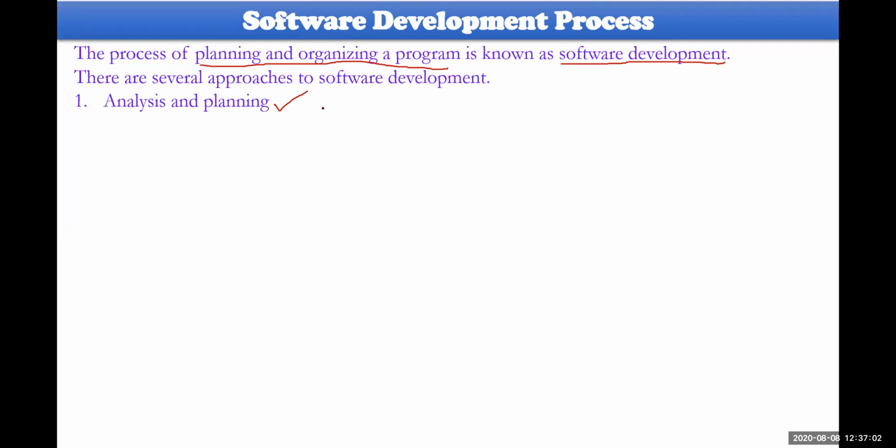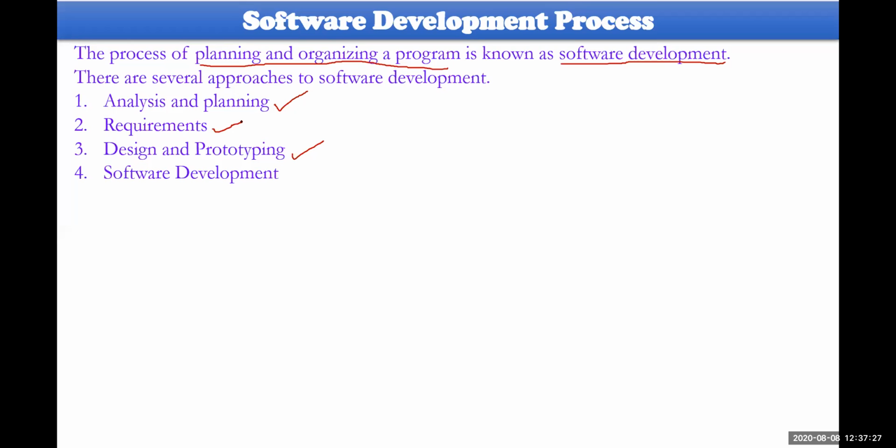The first one is called analysis and planning. The second one is called requirements gathering. After analyzing is over, you have to gather the requirements to develop your project or your software or program. Then followed by design of the prototype, how you are supposed to work out that particular prototype after requirements have been gathered. So you have to make a prototype or a blueprint of that prototype, and then the development phase.